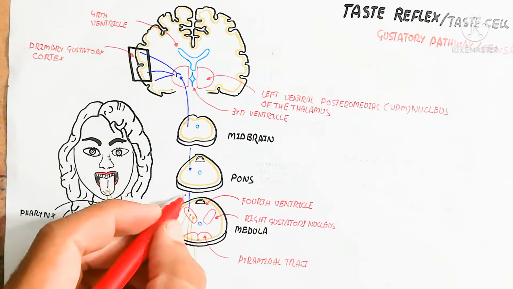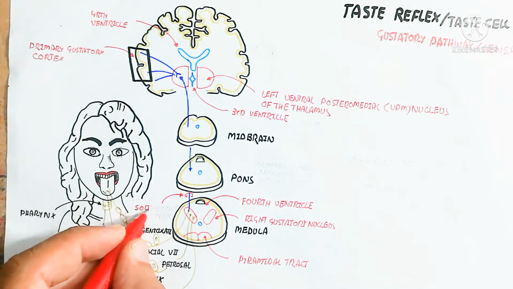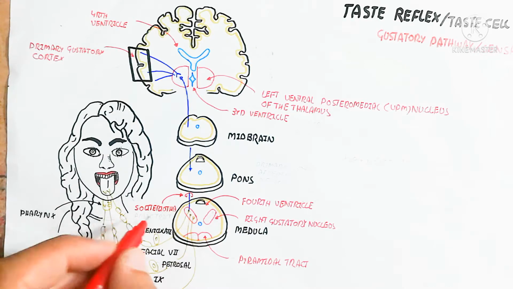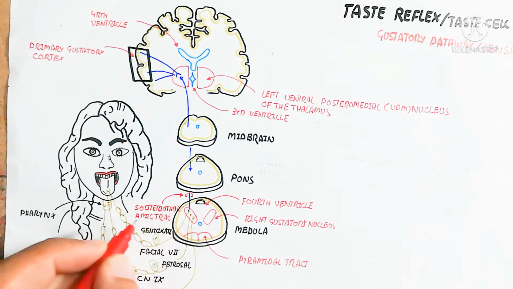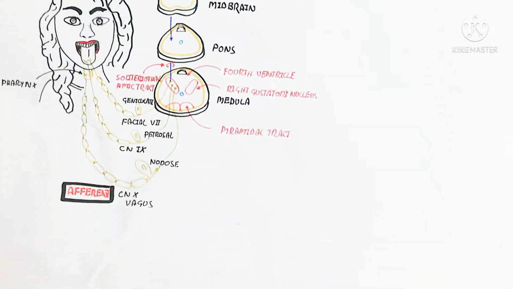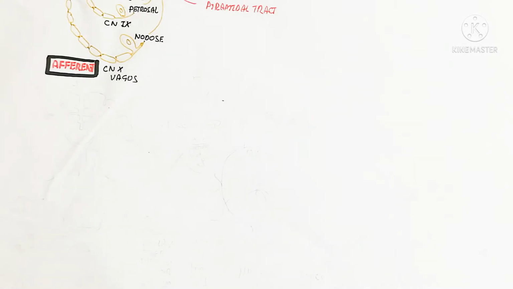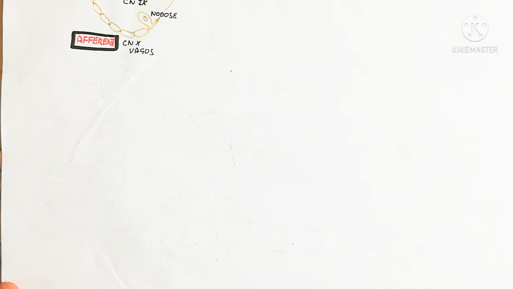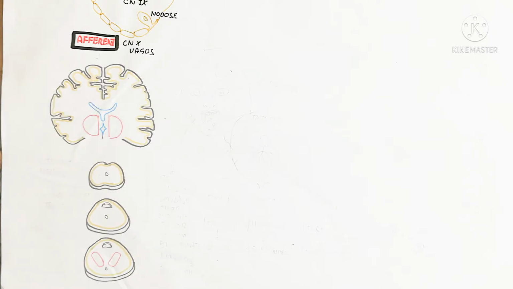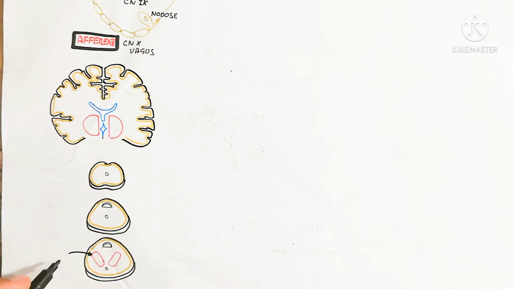So here is the primary gustatory cortex, and here is the solitariothalamic tract, which is the ascending tract that gives the signal toward the primary gustatory cortex. The important thing is that it is the afferent neuron that carries the sensation of taste toward the brain.